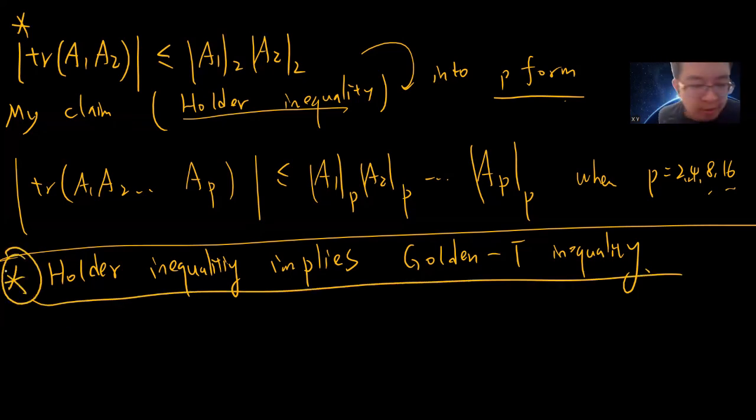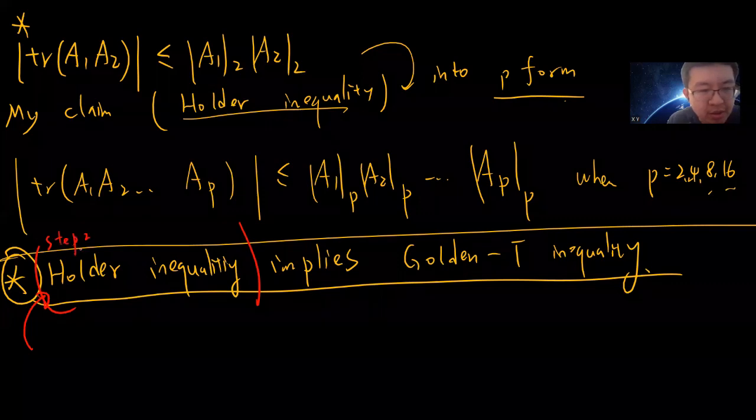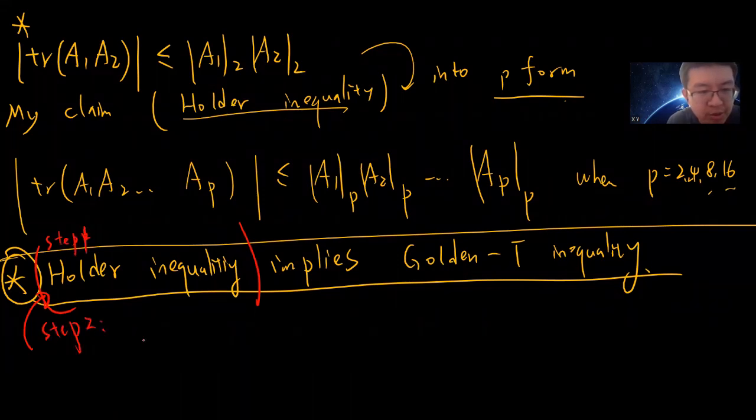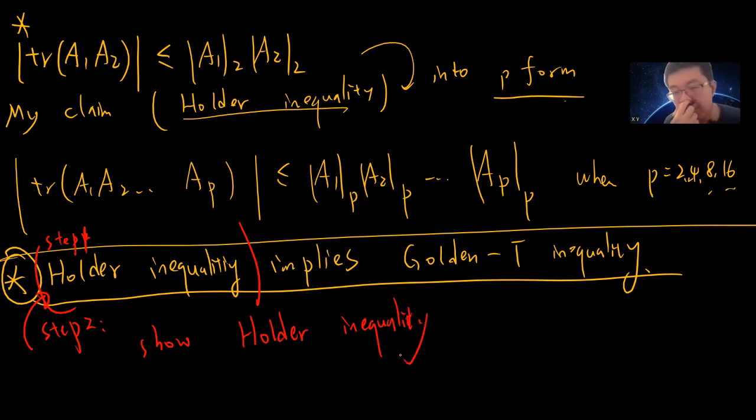So the proof strategy is that I first prove that the Holder inequality implies the Golden-Thompson inequality. Once I prove this, then I prove that the Holder inequality is true, because proving the Holder inequality requires more work. So step one is to show this implication, and step two is to show the Holder inequality. This is the proof strategy.